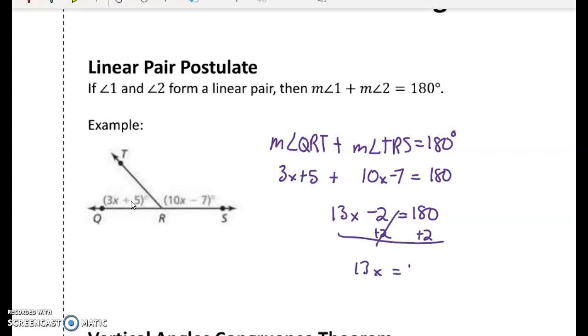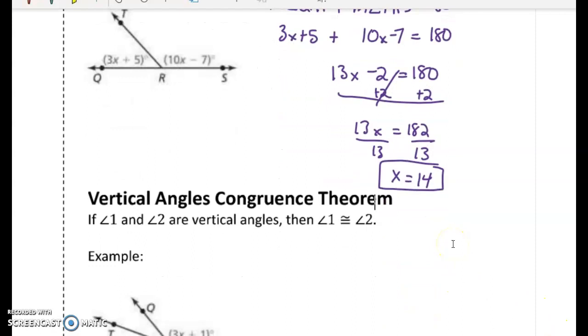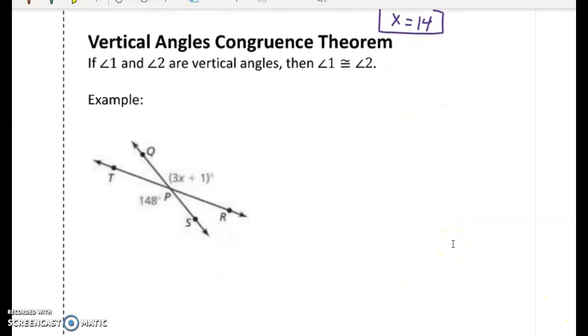So we have 13x equals 182. And then we're going to divide by 13. So we find out that x equals 14. Now if they ask for x, we are done. And if they want the angles, then we need to substitute x back in to find out how much each angle is. Okay, the other theorem we're learning today is the vertical angles congruence theorem.